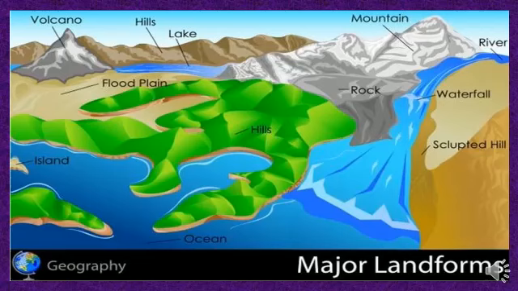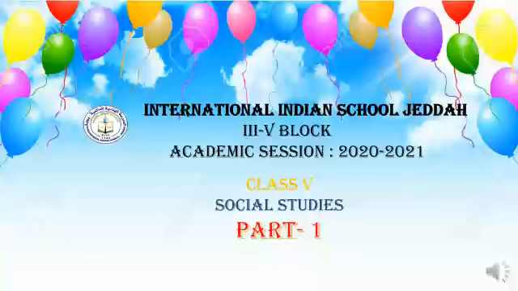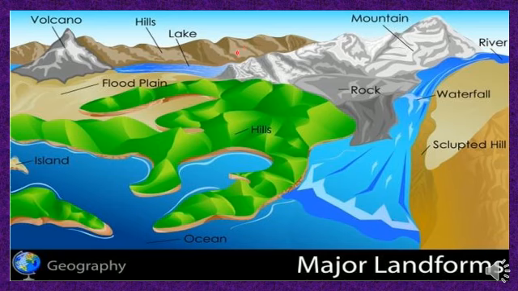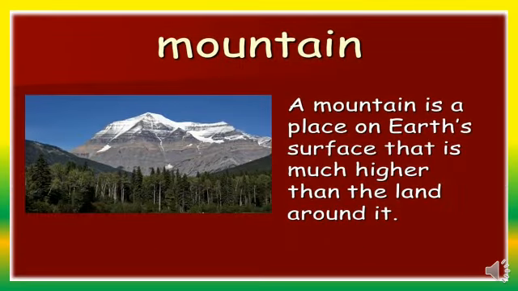In this picture, you can see that the surface of the earth is not the same everywhere. Some parts are flat, whereas some are raised. Thus, these natural features of the earth's surface cause different landforms such as mountains, hills, plains, rivers, etc. Let us learn each one of these landforms one by one. The first landform is mountain.